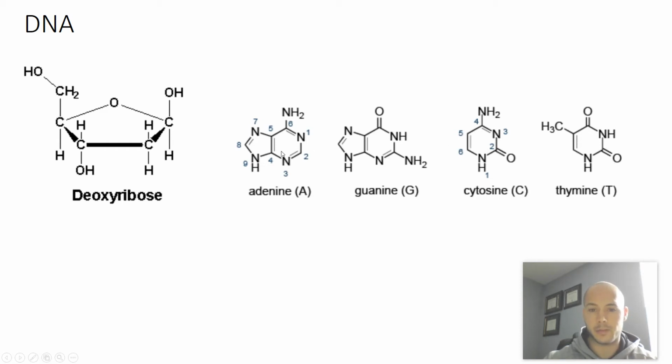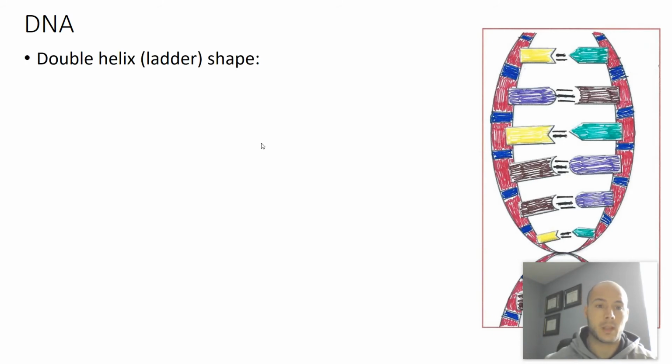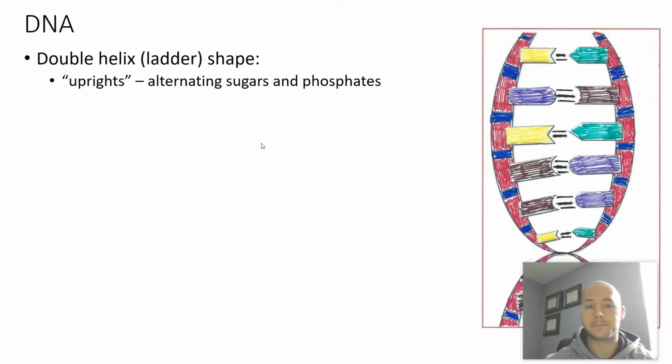Well, it's actually these two and those two, but same thing. Keeps it even throughout, so it keeps it nice and uniform looking structure. So again, double helix ladder. The uprights are the alternating sugars and phosphates. So up here, we're going to have our sugar, phosphate, sugar, phosphate, sugar, phosphate. That's what's known as the sugar phosphate backbone.